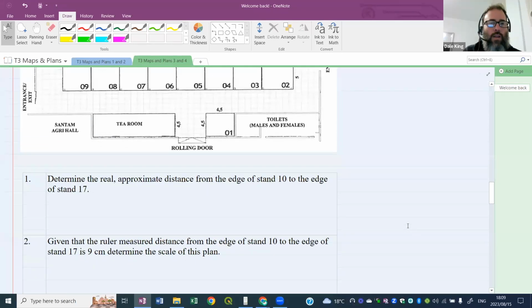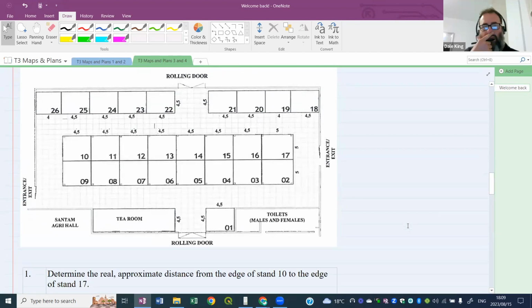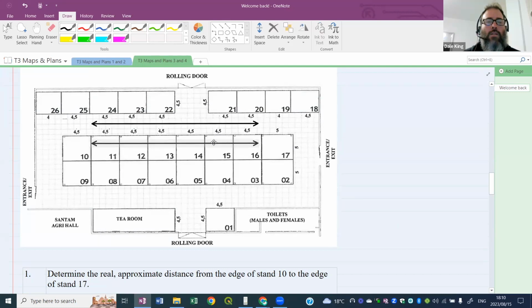All right, determine the real approximate distance from the edge of stand 10 to the edge of stand 17. So this is what we are talking about. There's stand 10, there's stand 17, and we're talking about the edge. So from there to there.